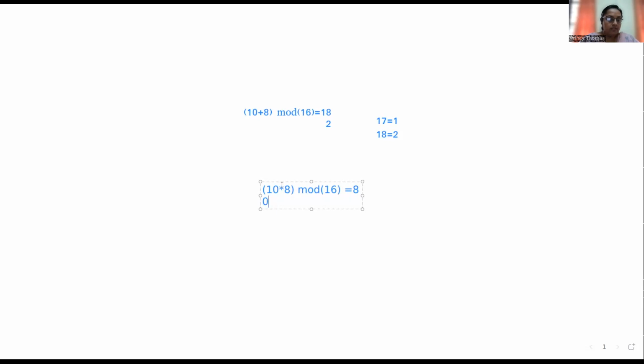Why? Because 80 divided by 16 is equal to 5. It is exactly 5. So there is no remainder. So it is 0. So here the answer is 0. Okay. This is how modular addition and modular multiplication are going to be done. If there is one remainder after doing a division by 16, then the answer will be 1, there are no decimal points. For 2 remainder, it will be 2, etc.